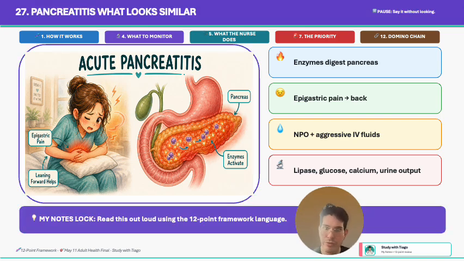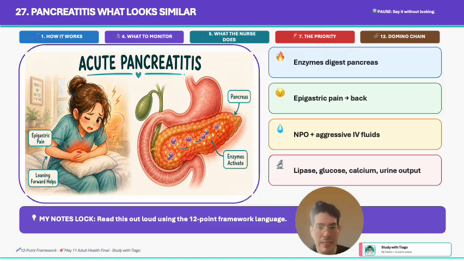Pancreatitis can look like other abdominal or chest problems, right? So I want the comparison layer. Peptic ulcer disease can cause epigastric pain too, but it's more connected to mucosal injury, right? The meal timing, the bleeding, and the perforation risk, right? Remember my other video? Go check it out.